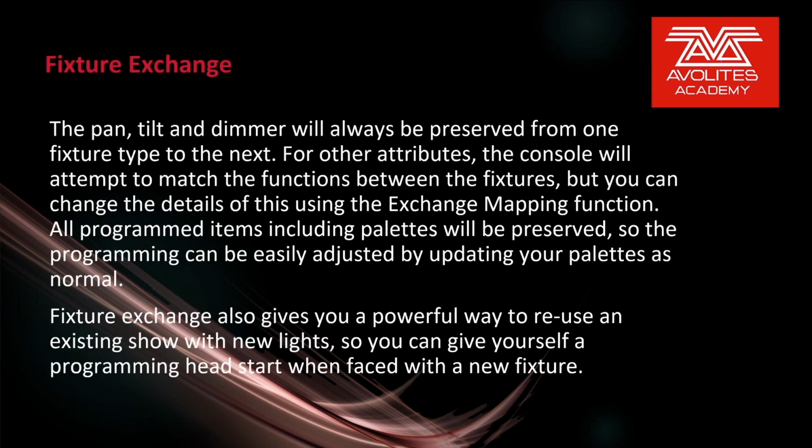The pan, tilt, and dimmer will always be preserved from one fixture type to the next. For other attributes, the console will attempt to match the functions between the fixtures, but you can change the details of this using the Exchange Mapping function. All programmed items, including palettes, will be preserved so that programming can be easily adjusted by updating your palettes as normal. Fixture Exchange also gives you a powerful way to reuse an existing show with new lights, so you can give yourself a programming head start when faced with a new fixture.